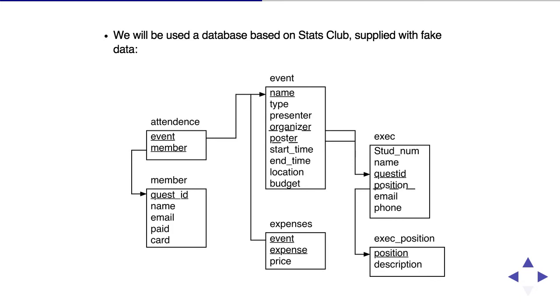Expenses reference that event. This is one reason why if you have this kind of map, it tells you a lot about what the structure of the organization is and what it does. So basically, members attend events hosted by Stat Club execs that have positions and jobs and have some budget and related expenses.